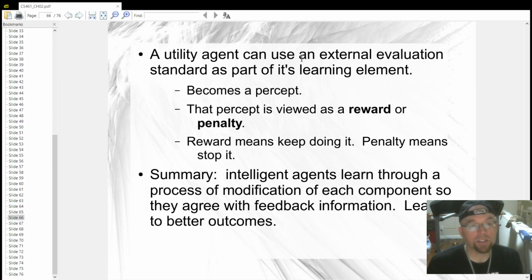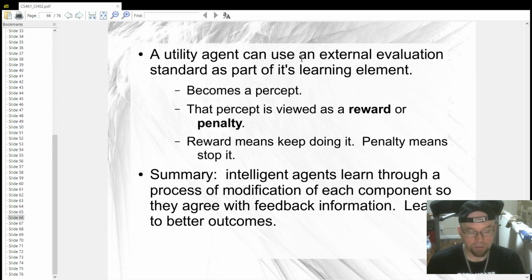So utility agents, they can use external evaluations, right? So they can use an external performance metric, some other entity outside of itself that tells the agent bad, good, bad, bad, good. So if that happens, then that feedback from that external evaluation agent, maybe a second agent, right? It's telling it external to itself. Then that information becomes a percept, right?